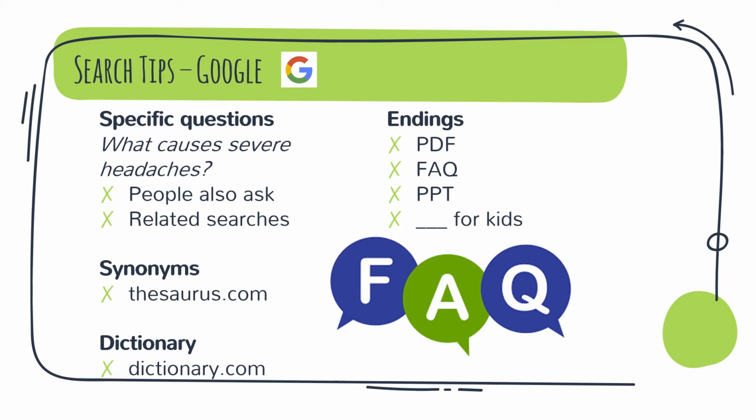If you want to find someone's PowerPoint on tigers, you put tigers and then leave a space and put PPT. And if you're interested in really nice, easy information about tigers, you put tigers for kids.